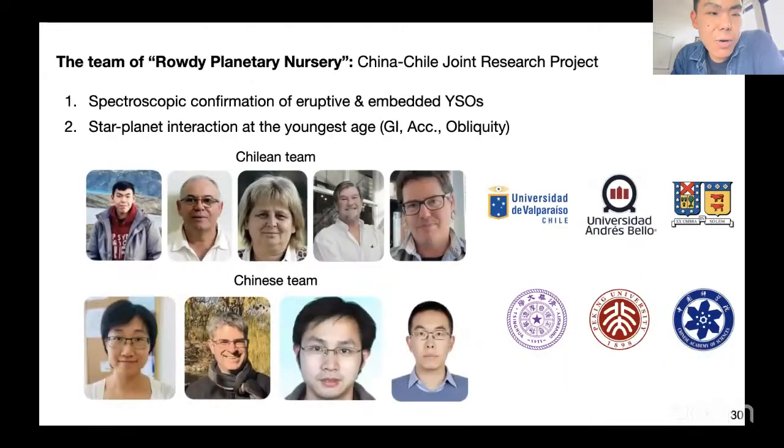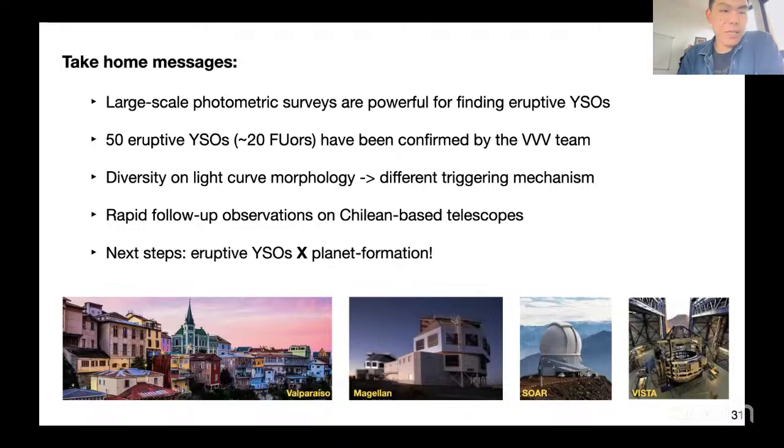Here is our research team, the team of Protoplanetary Nursery. It's a China-Chile joint research project. We have two main scientific goals. We want to study spectroscopic confirmation of eruptive and embedded young stellar objects. We also want to study star and planet interaction at the youngest evolutionary stage, including gravitational instability and its impact on the accretion rate of the star, and also study the obliquity of young planets. Here I show you the teams in Chile, led by myself, and in China, led by Professor Xuesong Wang from Tsinghua University.